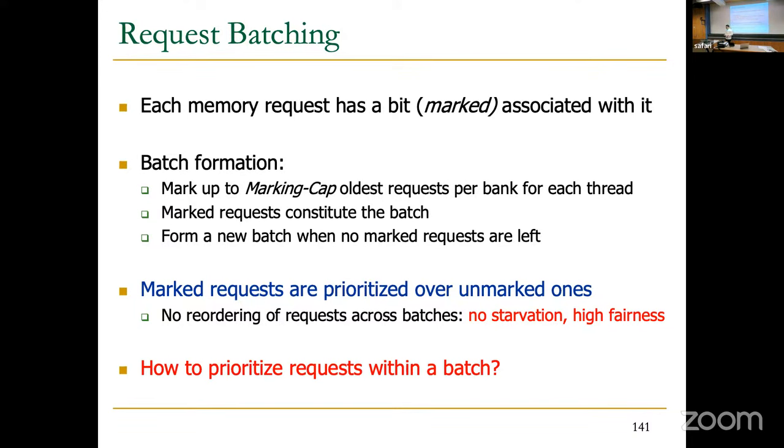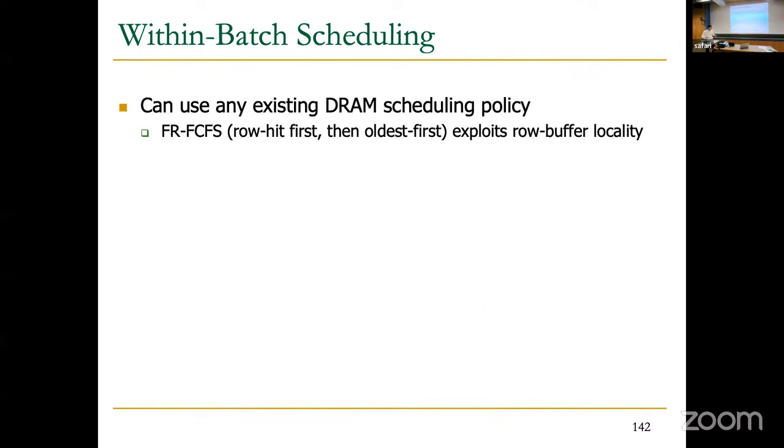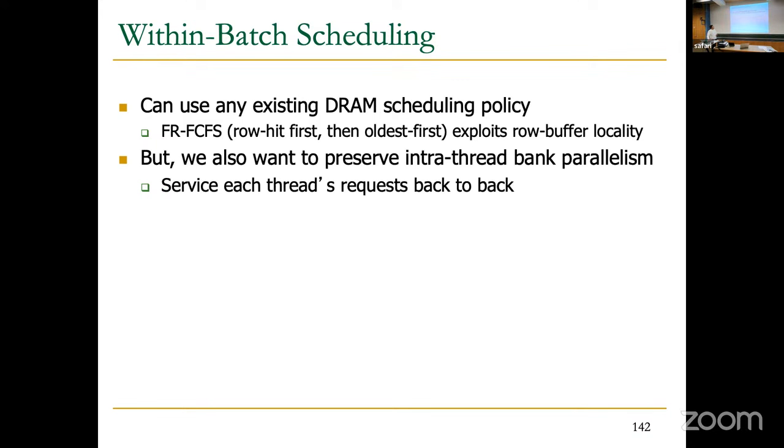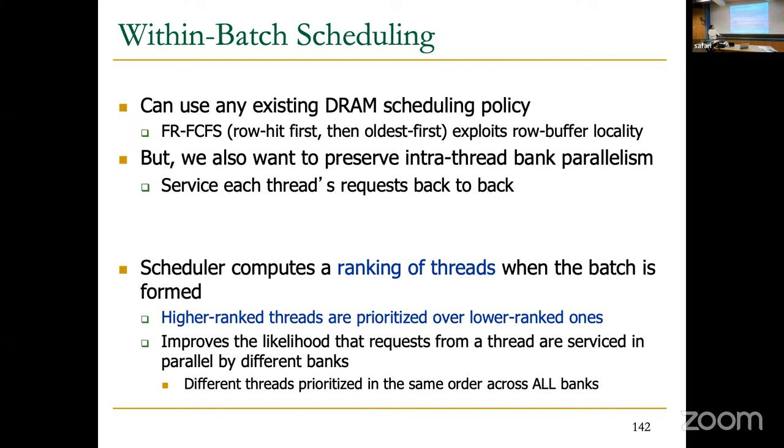But how do we prioritize requests within a batch? We could use existing scheduling policies like FR-FCFS that exploit row buffer locality, but we also want to preserve intra-thread bank-level parallelism. Right? We want to service each thread's requests first before we move on to the next thread's requests. So how do we do that? We do that by computing a ranking of threads when the batch is formed. Ranking essentially is we assign a number to each thread. We rank them, and the higher-ranked threads are prioritized over lower-ranked ones. This will improve the likelihood that requests from a thread are serviced in parallel by different banks, and different threads are prioritized in the same order across all banks.